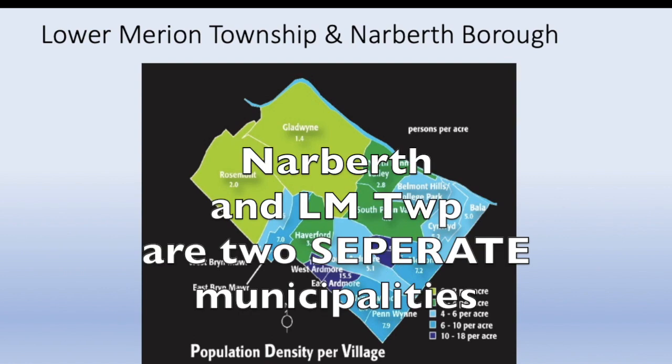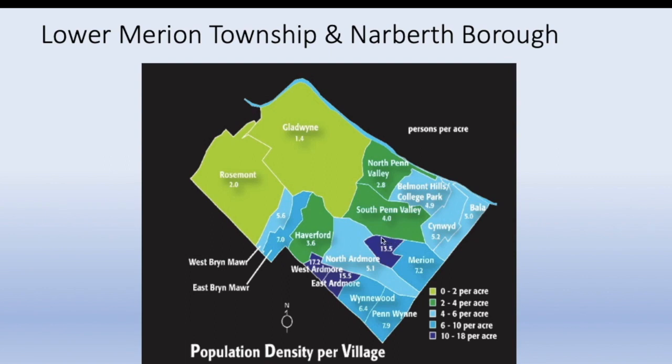They have their own police department, their own fire department. They have a mayor, which Lower Merion does not have. They have their own services, so it is a separate municipality. And then the rest of this map is Lower Merion Township. As you can see, Penn Wynne, Wynnewood, Ardmore, different sections of Ardmore, the Haverford section, Rosemont, Gladwyne.